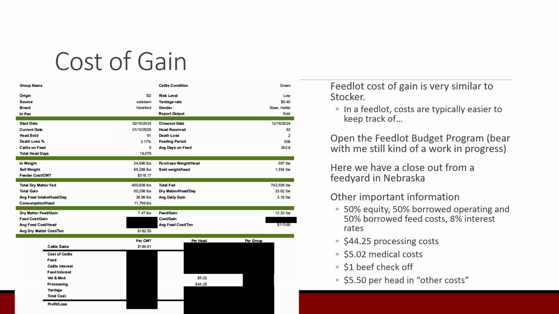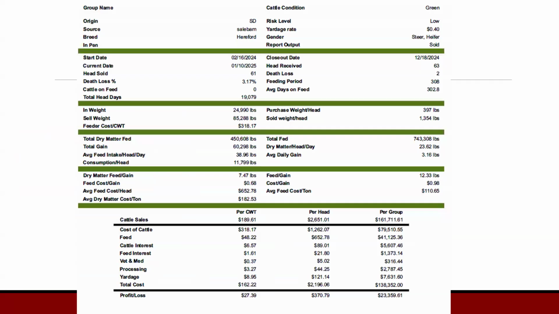These animals gained 3.16 pounds per day. They consumed 23.62 pounds per day. So this feed to gain is on an as-fed basis. Or excuse me, this is the average dry matter cost per ton, 182. So this is an average feed cost per ton on an as-fed basis. With those numbers, we can calculate dry matter percent of the diet.